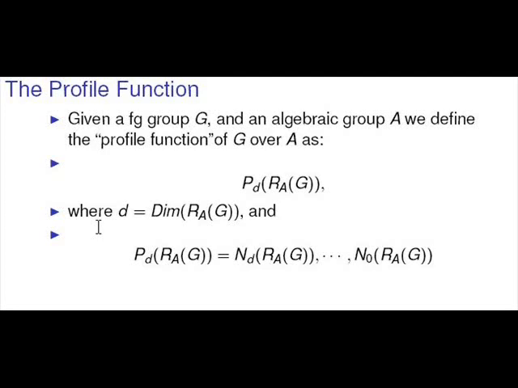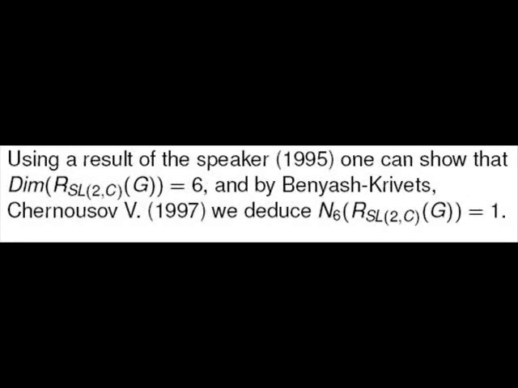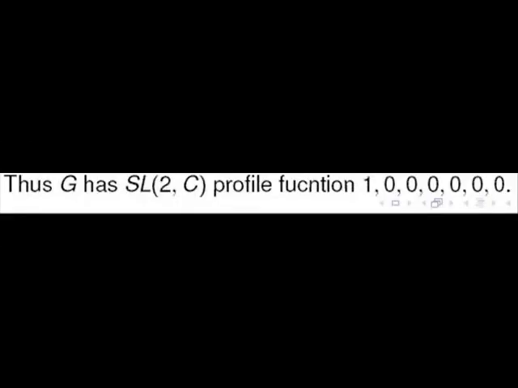So for example, consider the exceptional non-orientable surface group G. I call it exceptional because it is not fully residually free. It's not even residually free. It happens to be a linear group. Now, using a result of mine from 1995, one can show that the spatial representation of this group is equal to C^6. And by Benyash-Krivets and Chernousov, 1997, we can deduce that the number of 6-dimensional components of this algebraic variety is equal to 1. Therefore, we have that this is going to be a profile function.